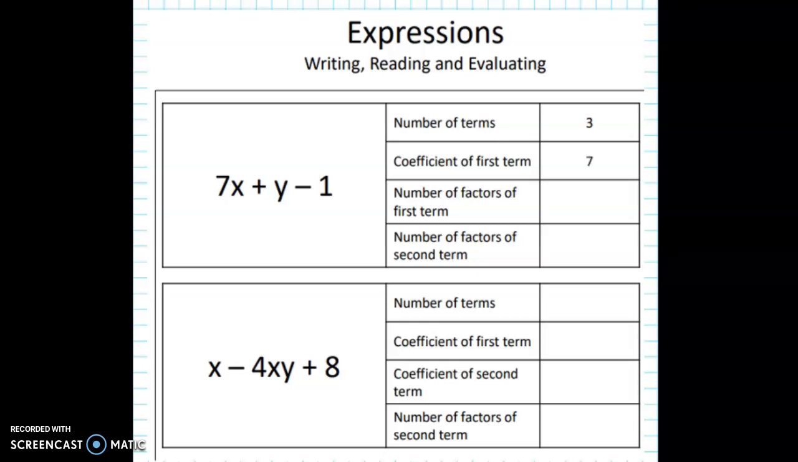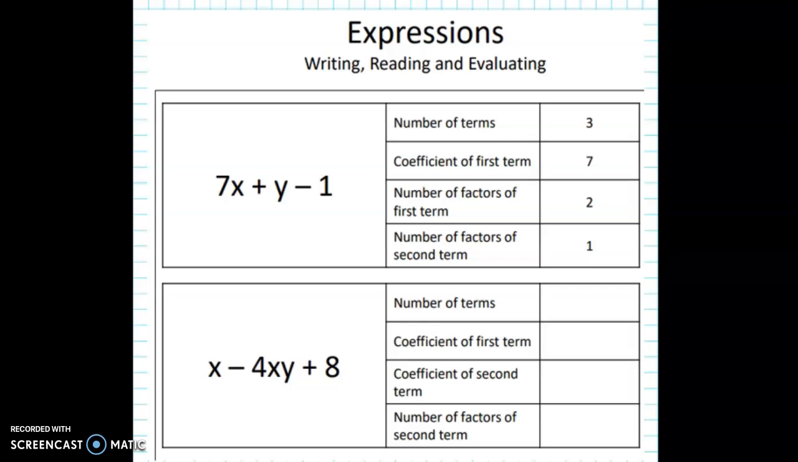The number of factors of the first term. You have a 7 and an x. This gives you 2 factors. Number of factors of the second term. There is a y. There's just one factor.